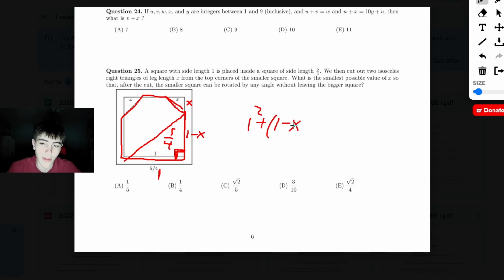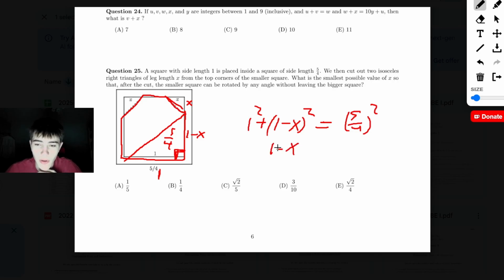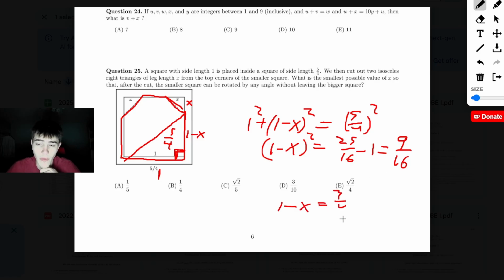Okay, so we need 1 squared plus (1 minus x) squared to be equal to (5/4) squared. Okay, so then (1 minus x) squared equals 25 over 16 minus 1, which is 9 over 16. So then (1 minus x) squared equals 9 over 16. That means 1 minus x equals 3/4. So then x equals 1/4. There we go. That's our answer.